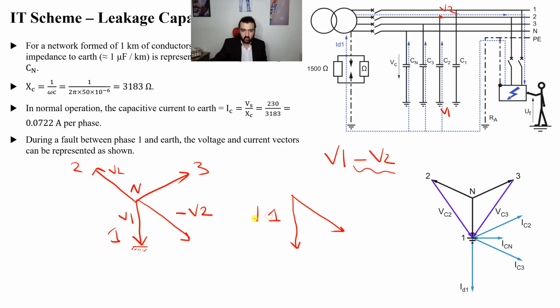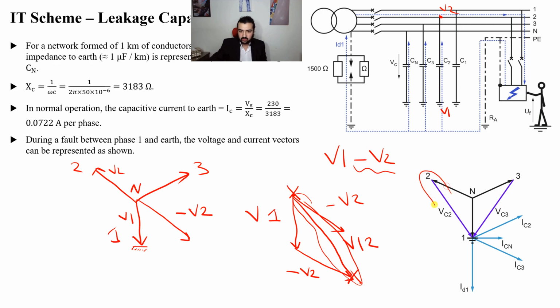V1 and negative V2. Now I want to add these two vectors. How can I do this? I can take this one here like this, parallel to it, negative V2, and then connect the beginning with the end like this. So it will be V12. If you look at this figure here, see this one here is exactly this one. V12, which is the connection between 2 and 1 in the same direction as I just drew here.